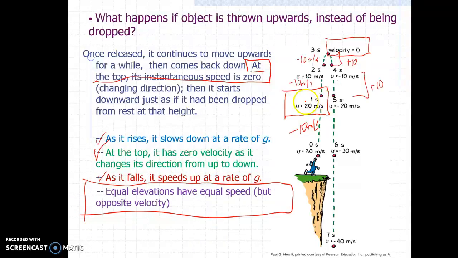So notice, let me change my pen color here. This, 20 meters per second. 10 meters per second. Okay, 30 meters per second. Each time, they should have the same speed, but the opposite velocity. So 30 meters per second going up is positive, and then when it starts going back down, if you throw it up, you are saying the positive direction is up, which means down is the negative direction.